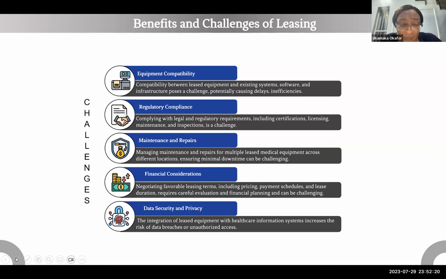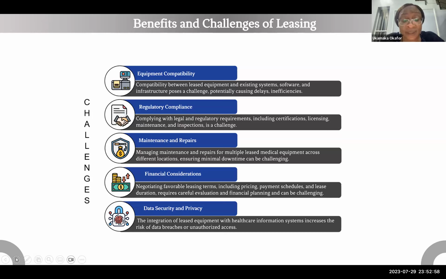Then data security and privacy. The integration of leased equipment with healthcare information systems increases the risk of data breaches or unauthorized access because you have now brought another party into your facility. So you have to be sure that data is secured and there's privacy. These are some of the challenges that will come in when you bring people into your own system. Because when you do leasing, some people are going to come into your system to do one or two things with your data, and it may erode your privacy and your security.